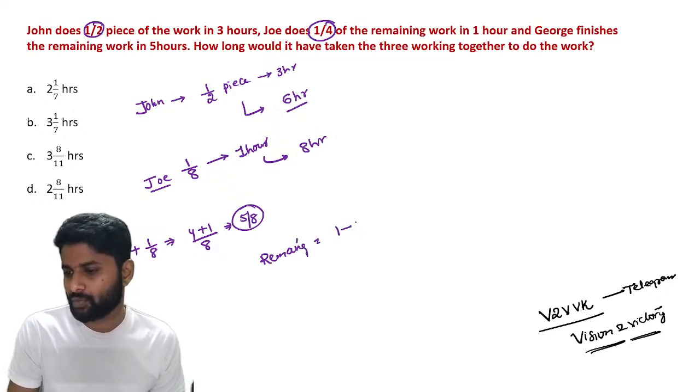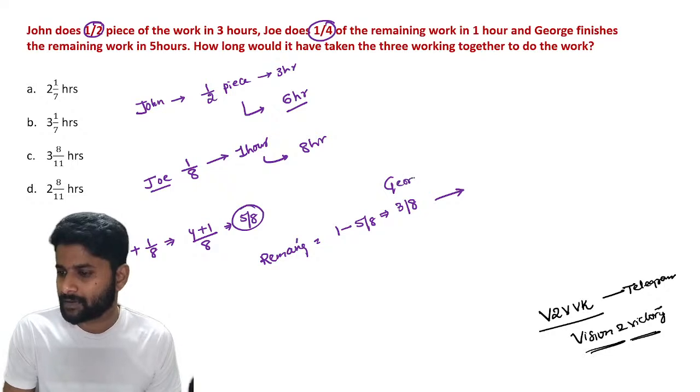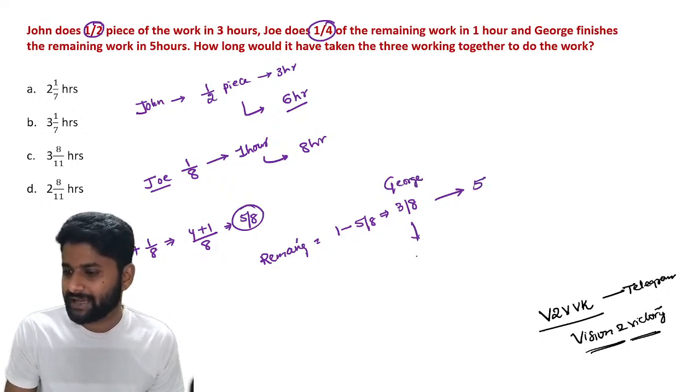Remaining work is equal to 1 minus 5/8. 1 minus 5/8 is 3/8. So these 3/8 of work completed by George in 5 hours. It means George takes exactly 40/3 hours. So this is the data we have.